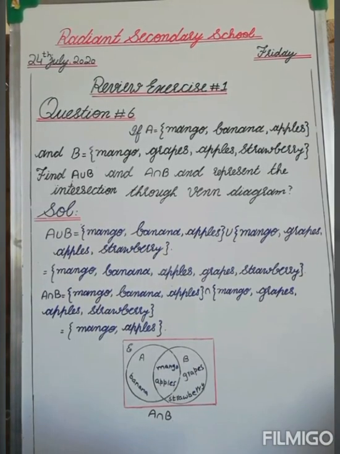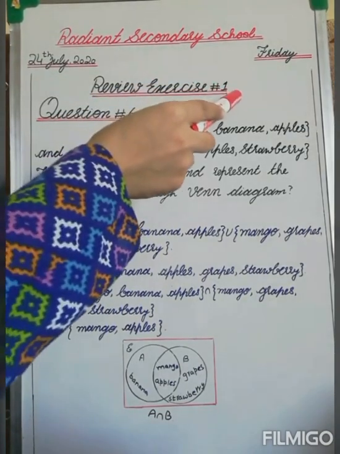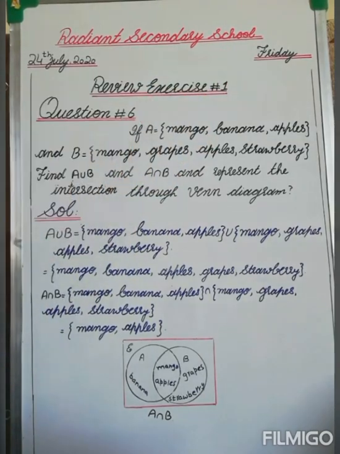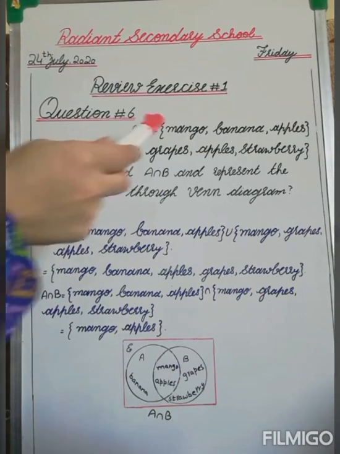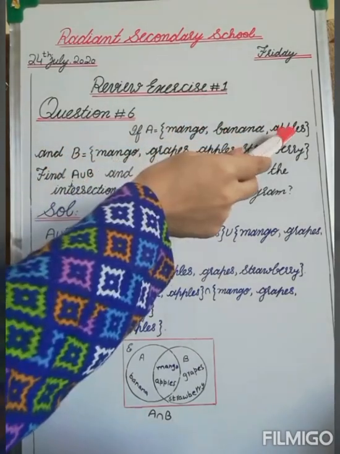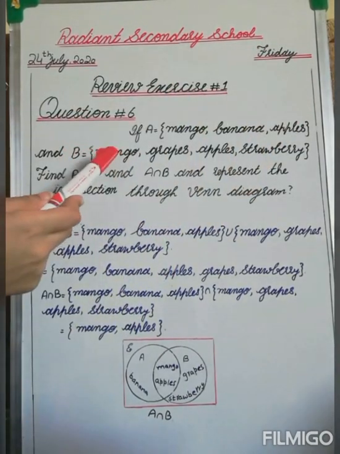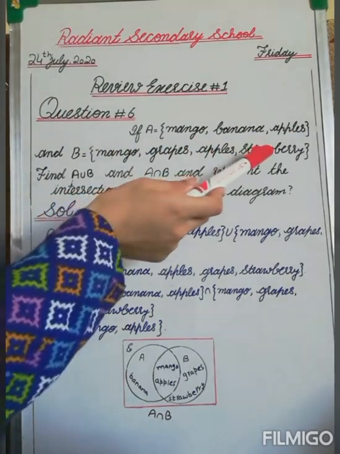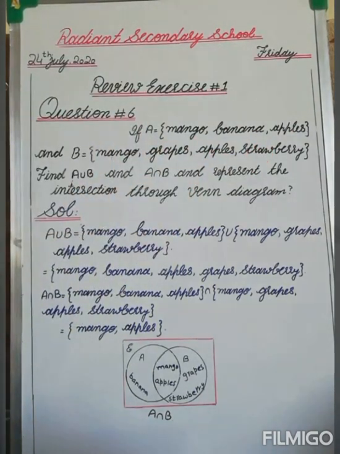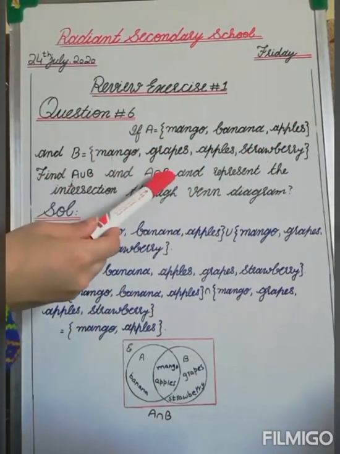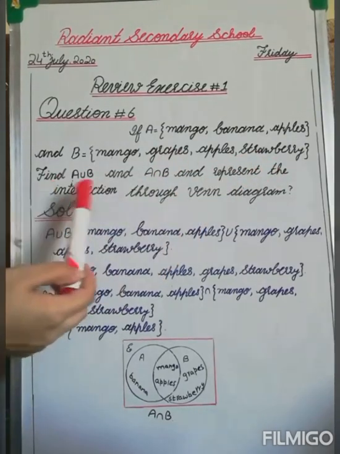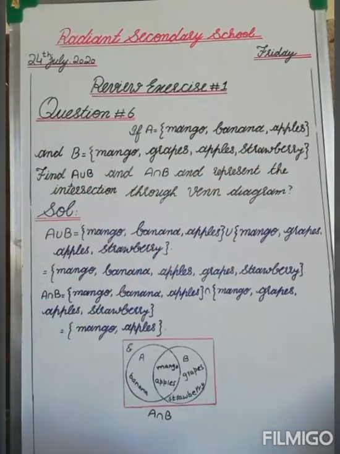Students, today we are starting review exercise number 1, question number 6. Firstly, read the statement of the question. The question is: if the elements of set A are mango, banana, apples, and the elements of set B are mango, grapes, apples, strawberry, find A union B and A intersection B and represent the intersection through a Venn diagram.